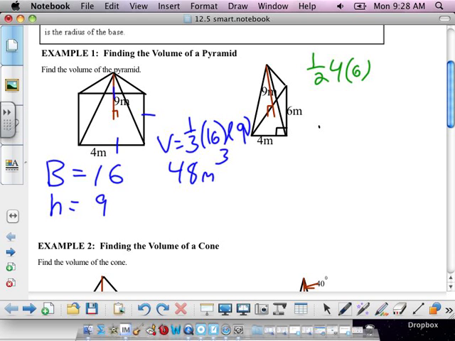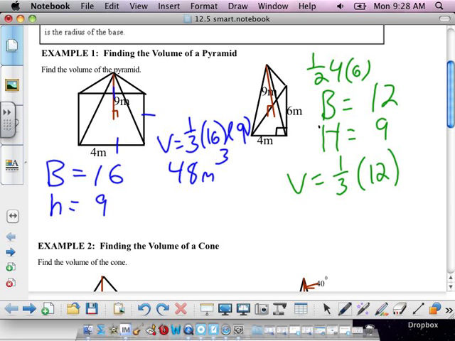Times by 1/2 or divided by 2, same thing. 4 times 6 times 1/2 gives me the base equals 12. What's the height of the pyramid? 9. So again, it's volume equals 1/3 base times height, and I get 36 meters cubed.